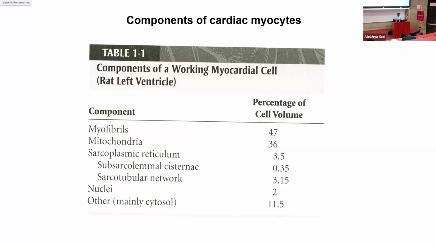So this suggests that the cardiac myocyte contains mainly the contractile proteins, mitochondria, and sarcoplasmic reticulum, which is needed for the calcium store and for muscle contraction.